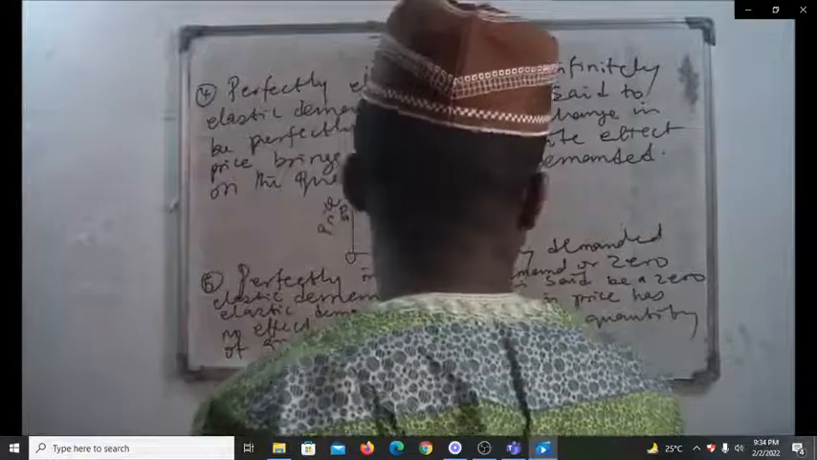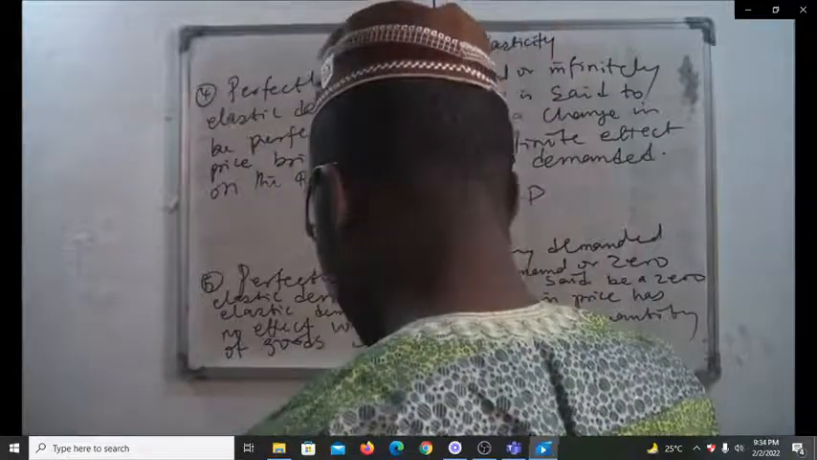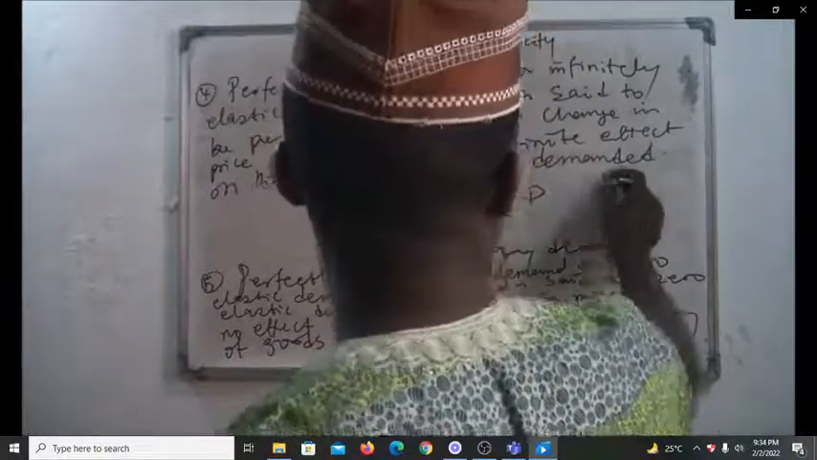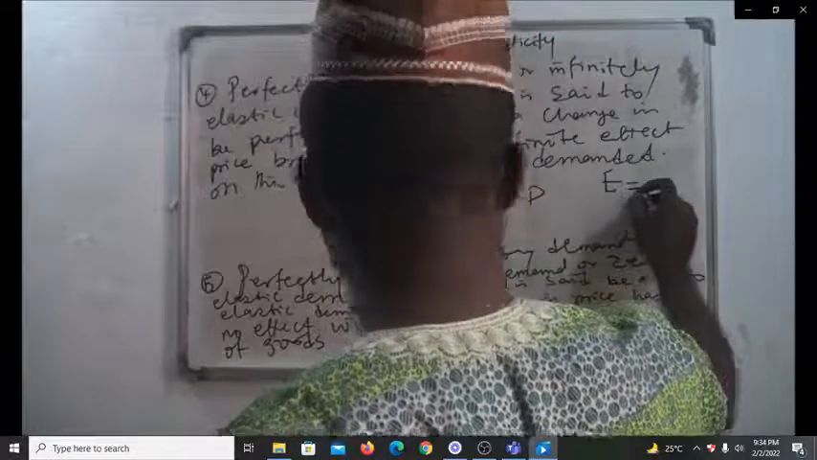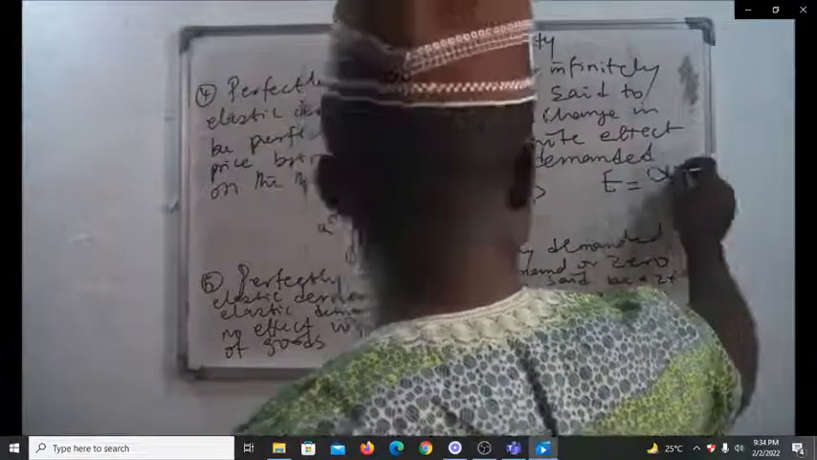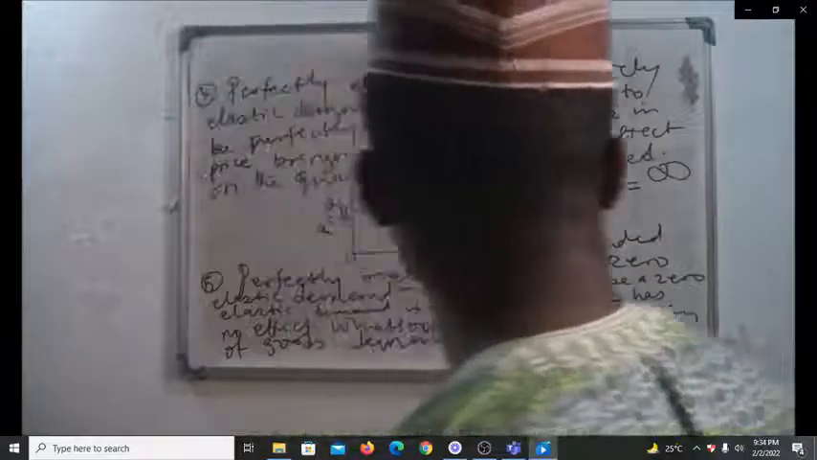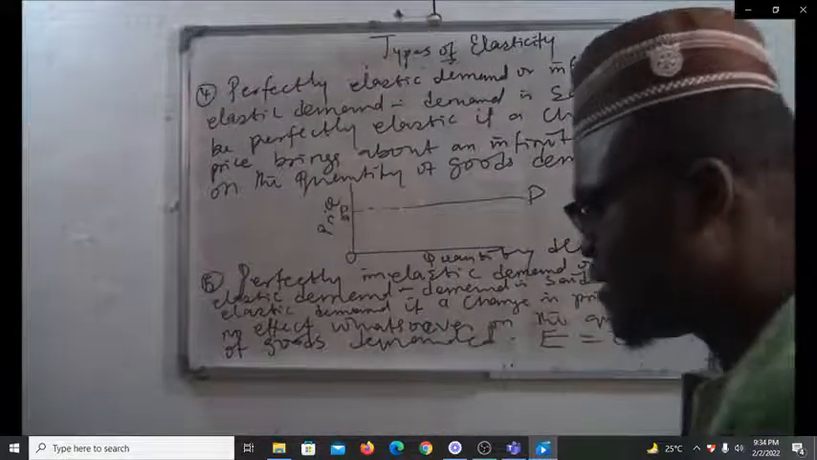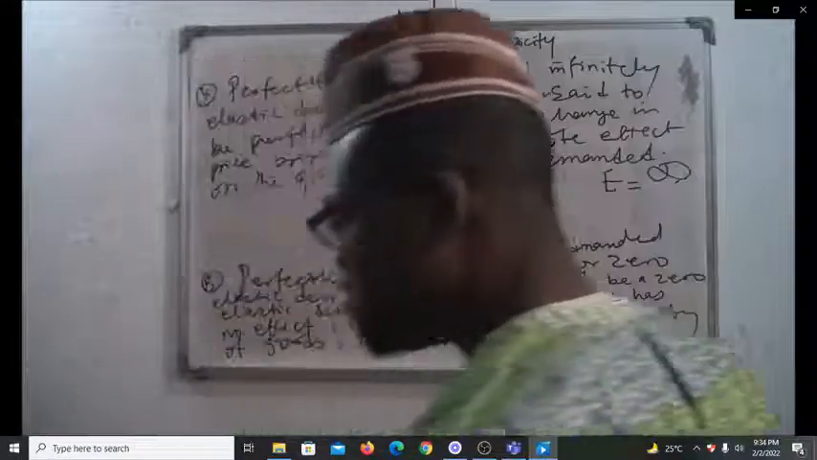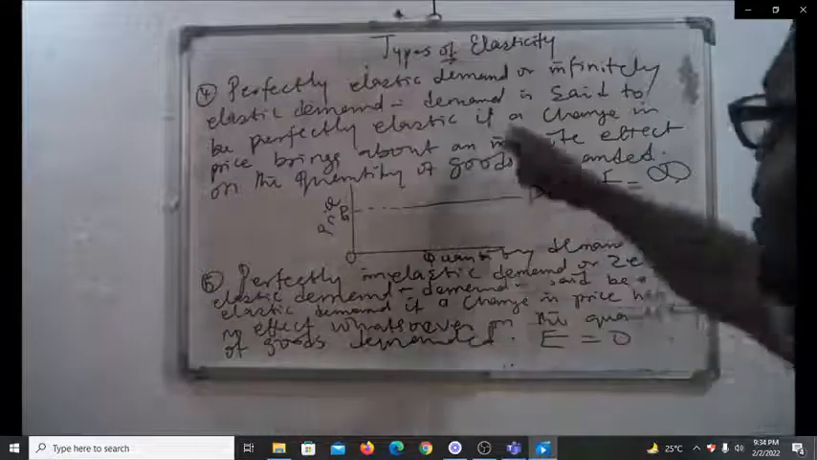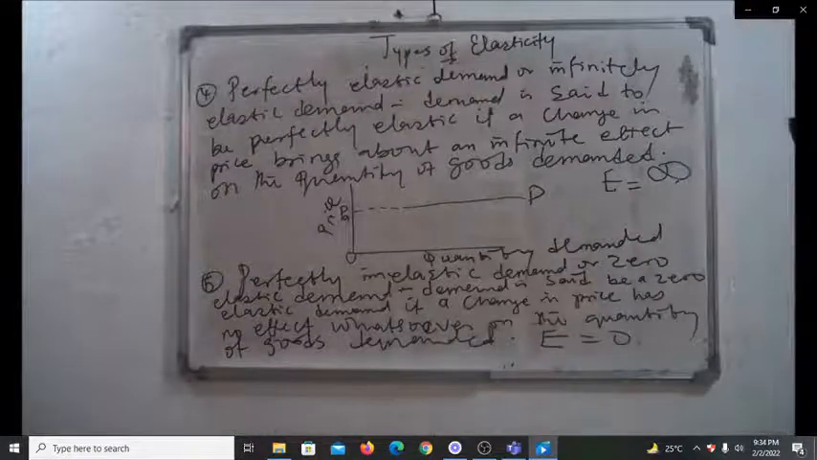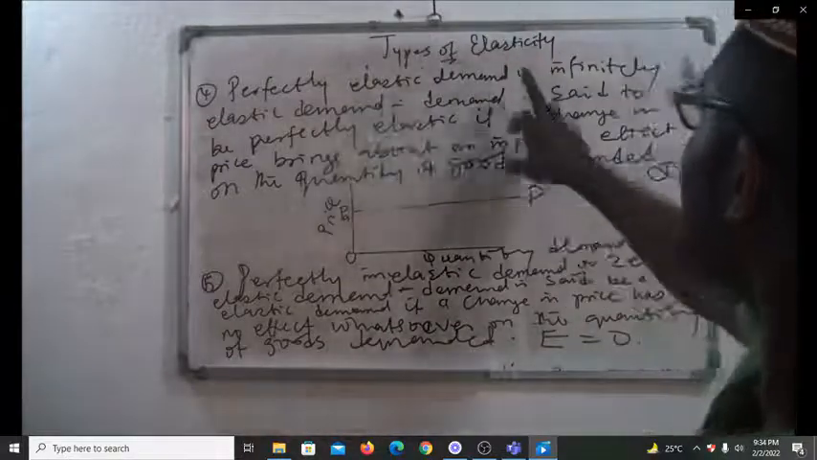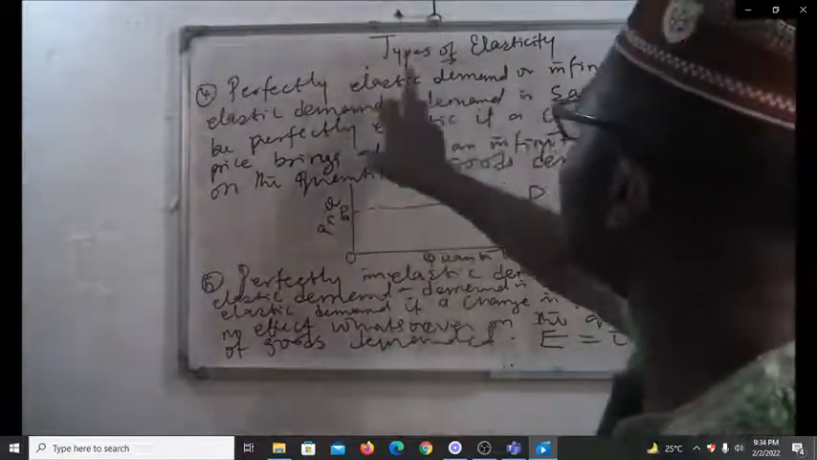So here the coefficient of elasticity is what? Equal to zero. Whereas here the coefficient of elasticity is equal to what? It's equal to infinity. Understand? So stop writing. Let me explain. I'll give you time to write. Can you see these two?